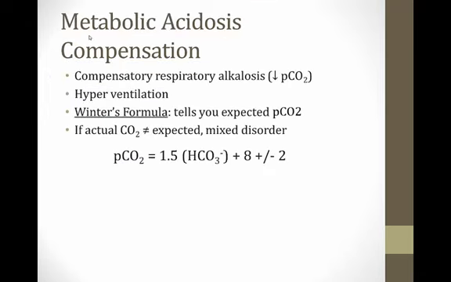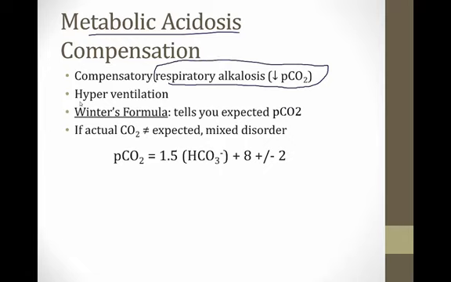So if you have any kind of metabolic acidosis, it doesn't matter whether it has an anion gap or not, the compensation is a respiratory alkalosis of lowering the PCO2, and this occurs from hyperventilation. And Winner's formula is what tells you the expected PCO2. If the actual PCO2 doesn't equal the expected, then it's a mixed disorder. And Winner's formula is 1.5 times the bicarb concentration plus 8, plus or minus 2. And the easiest way to understand this is to use it in a couple of examples.